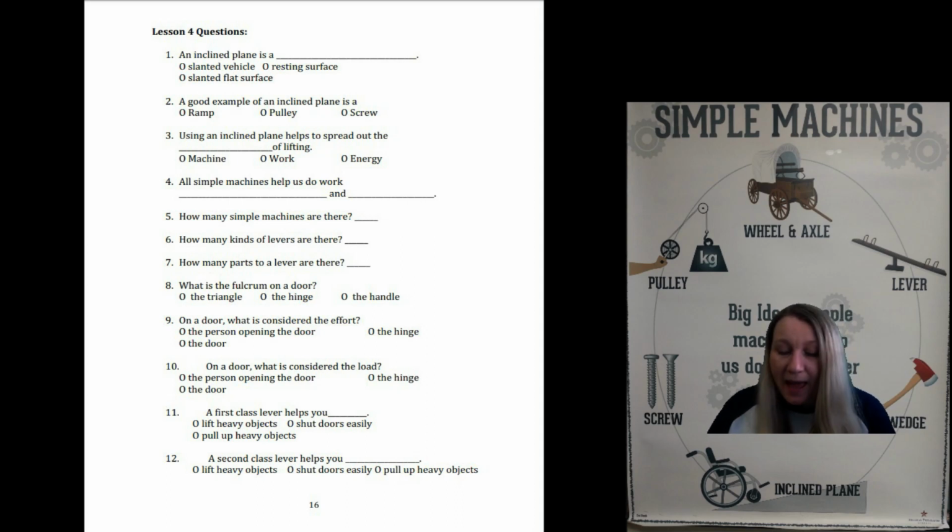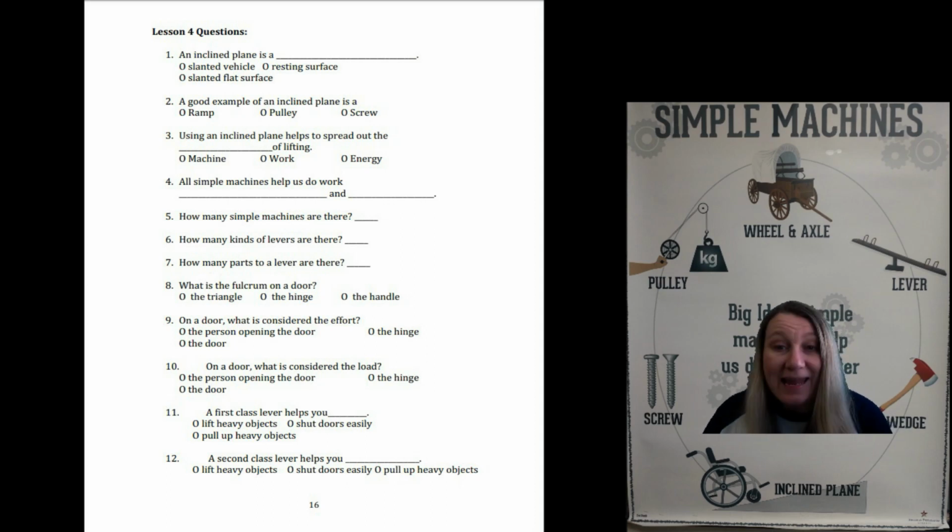Number 7. How many parts to a lever are there? Oh, think of that teeter-totter, right? What's this right here? That's right, there are 3 parts. Let's name them. The load, the work or the energy, and the fulcrum. Remember, the fulcrum doesn't move. That is the center point or the point that it moves and swings around. All right, my friends, let's move on.